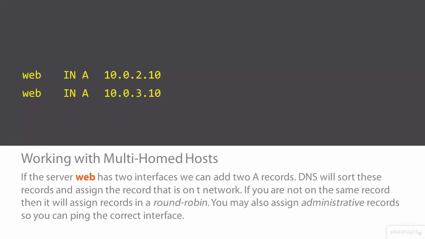If we're not on either of these networks, it will work as a round robin, where we're assigned in order web on the 2, web on the 3 network to try and give some very simple load balancing. We also then might create administrative aliases, so we're still using address records, but we never really tell people about web2 and web3. We keep these just for administrative purposes, so when we access the host web2.example.com, we know then that we're going to the address 10.0.2.10, etc.